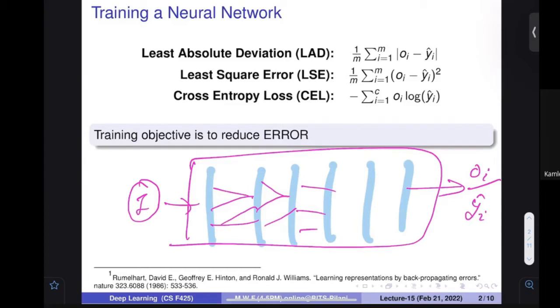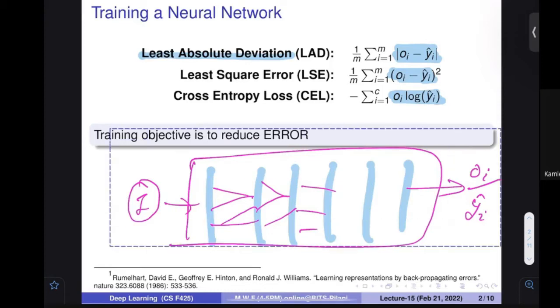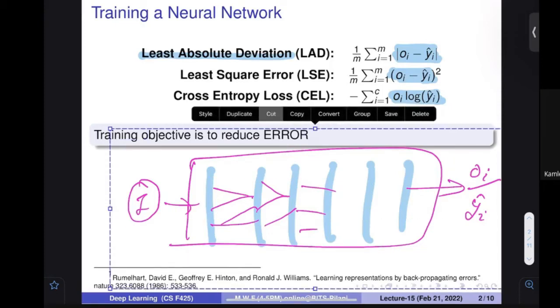There are various choices for this kind of loss function. One could be the least absolute deviation, which just looks at the difference between the two quantities, and you want to minimize it. Least square error, which is the square of that quantity. Cross entropy loss, which we also saw in the last class. These are some of the choices we have for the loss function.